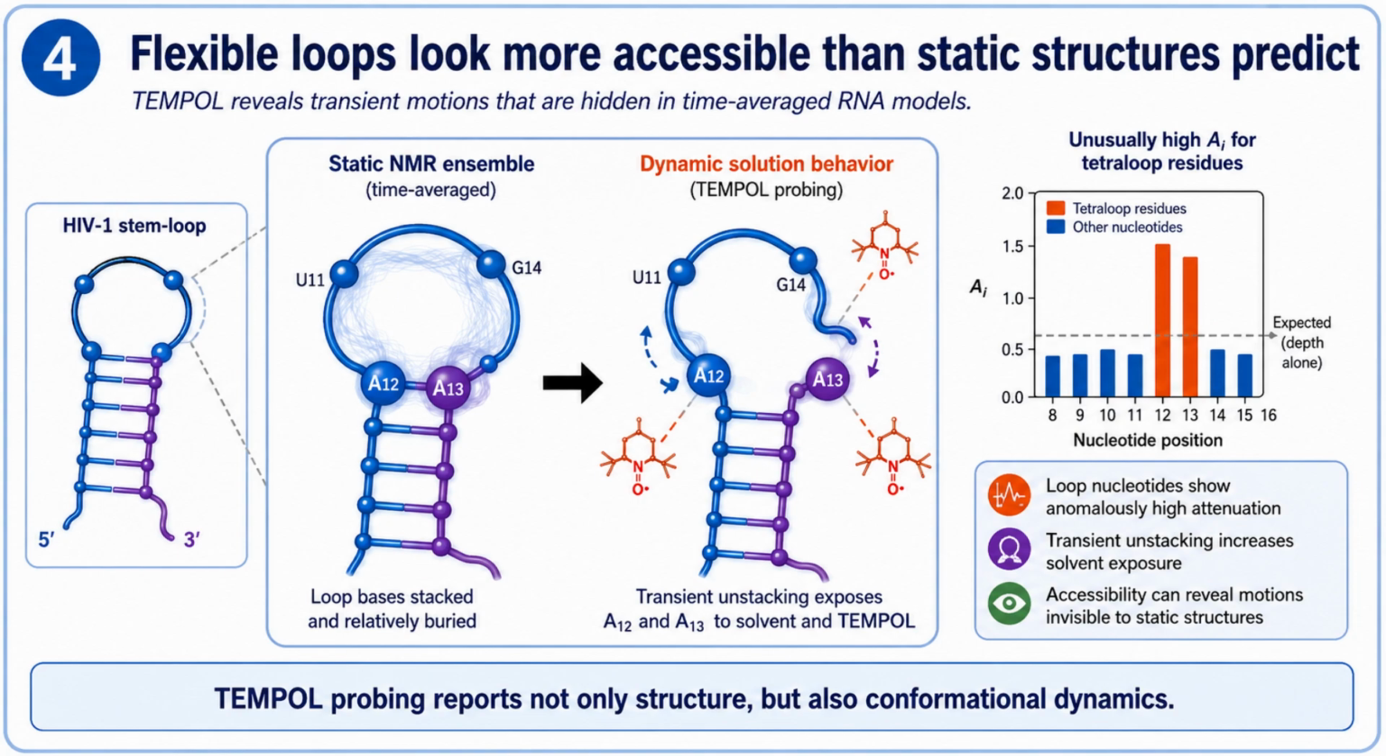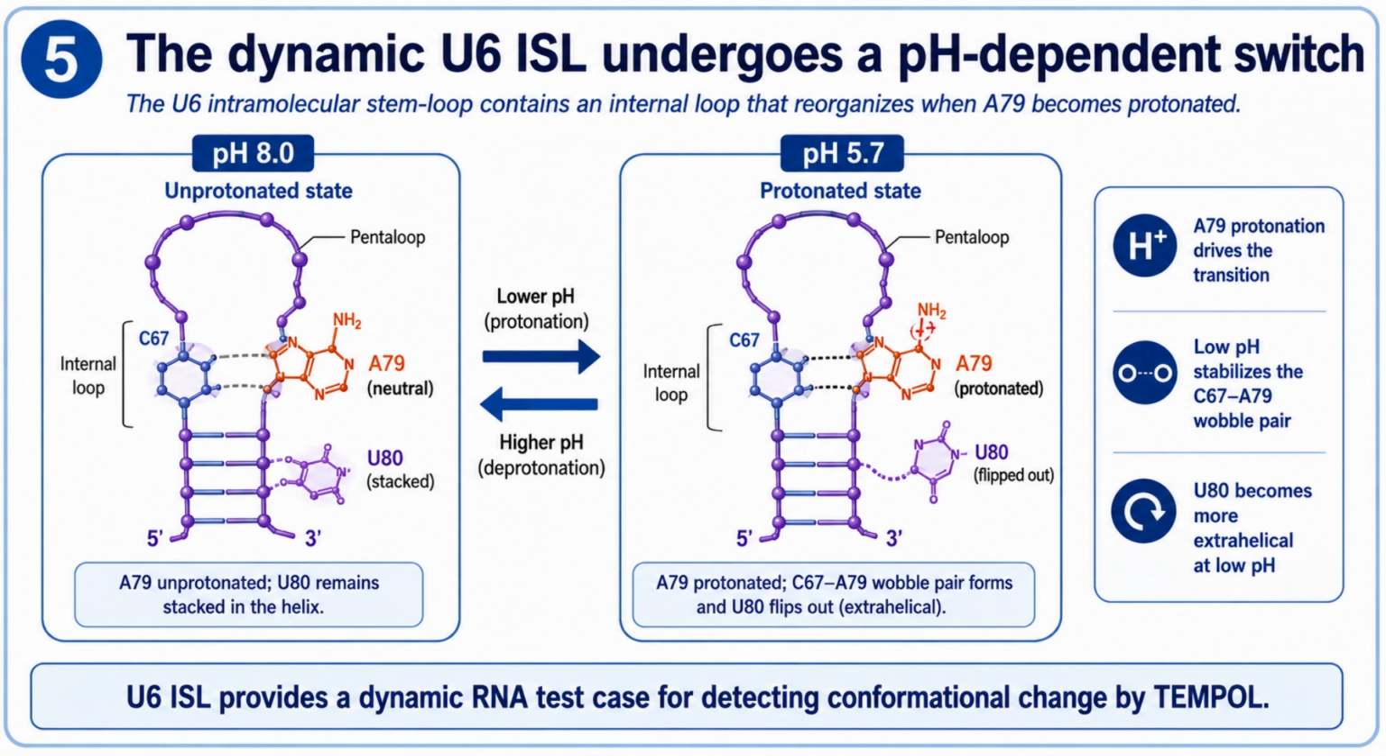The authors then moved to a dynamic RNA, the U6 intramolecular stem loop. This RNA contains an internal loop that undergoes a pH-dependent conformational switch. At high pH, A79 is mostly unprotonated and unusually accessible. At low pH, A79 becomes protonated, a C67-A79 wobble pair is stabilized, and the neighboring U80 base flips out. TEMPOL captures this transition directly.